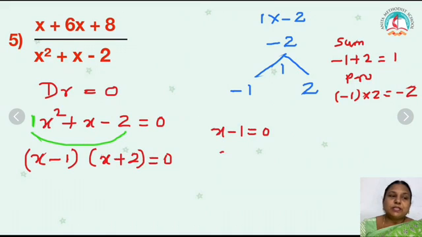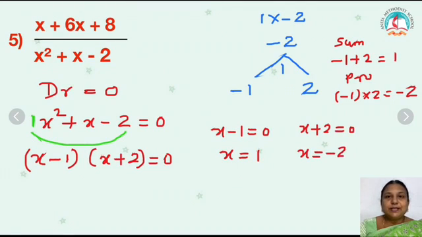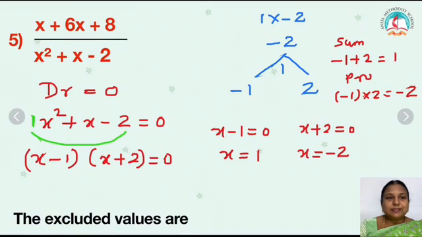So x minus 1 equal to 0. Minus 1 moves to the other side, it will become, yes, plus 1. So x is equal to plus 1. Same way, plus 2 moves to the other side, what will you get? Yes, minus 2. So x is equal to minus 2. So what are the excluded values for this expression? Yeah, 1 and minus 2.